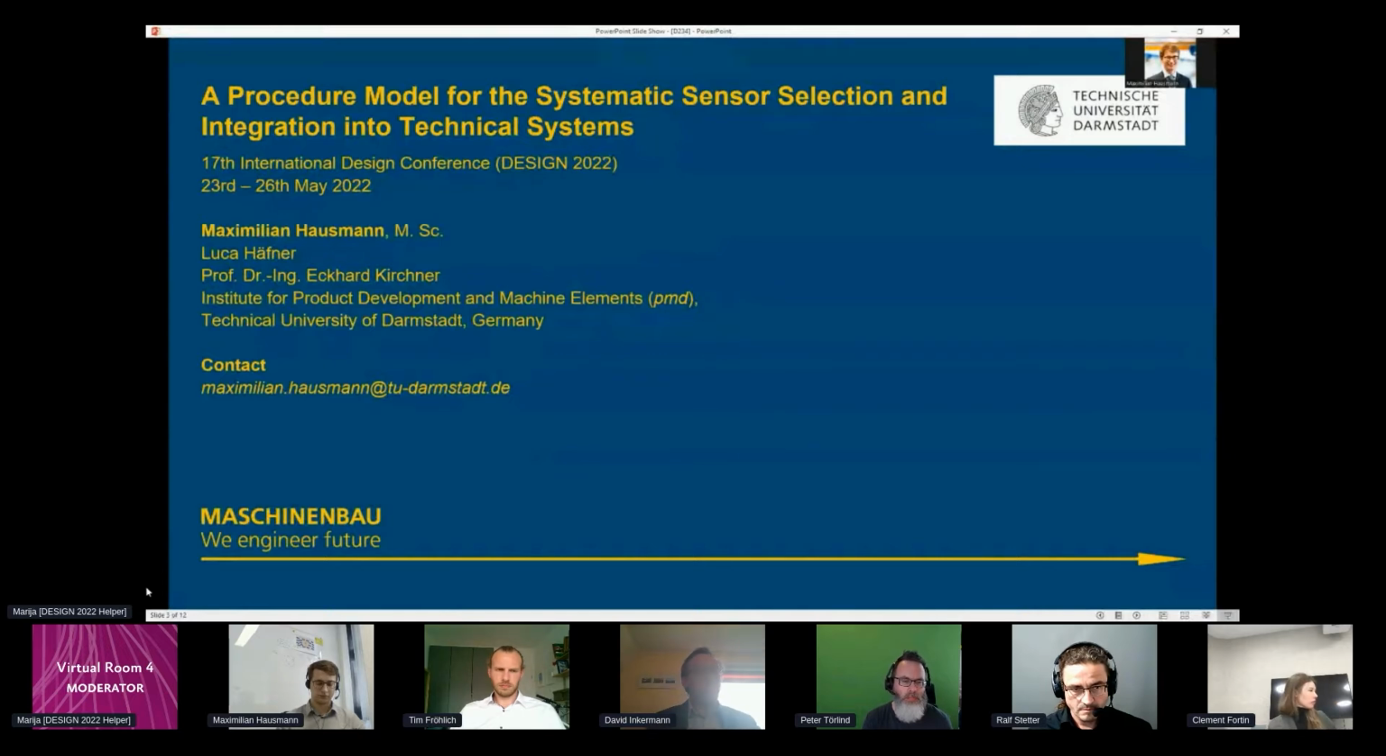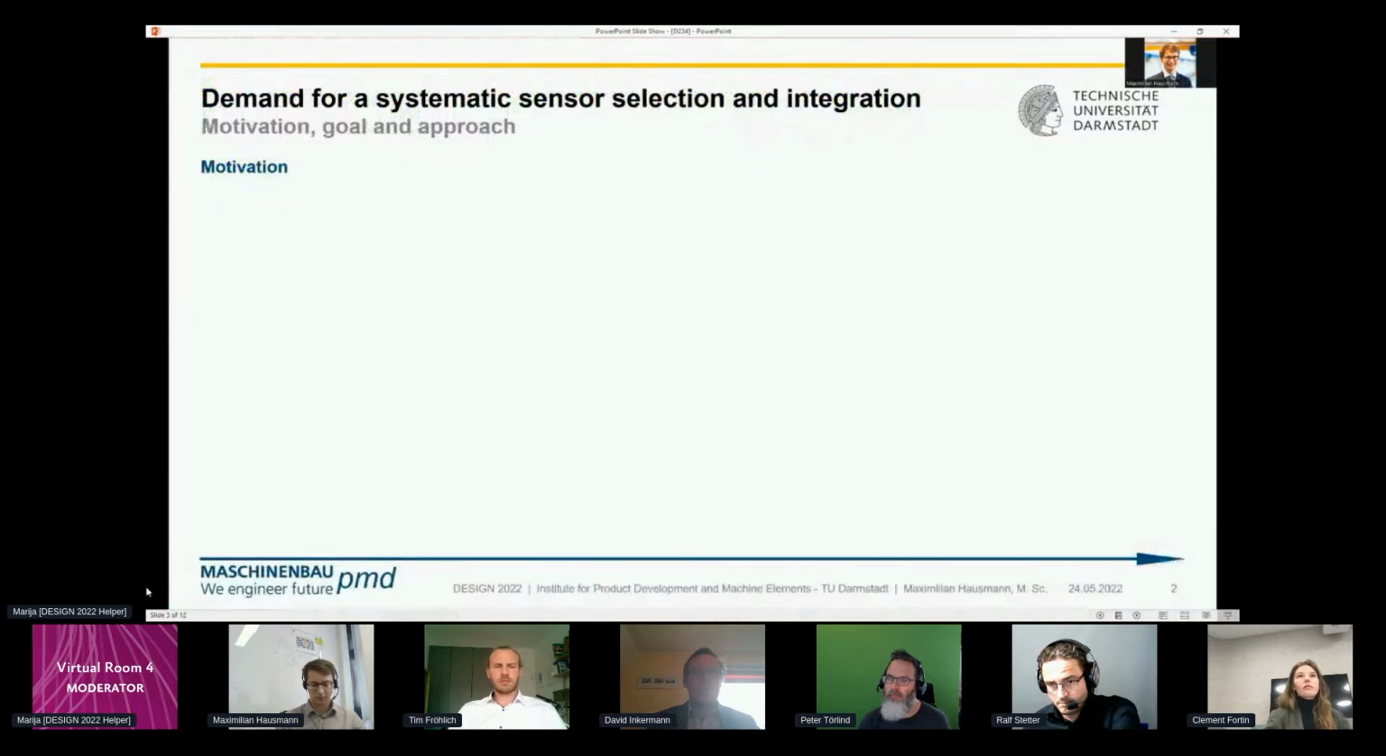Welcome to our contribution named a procedure model for the systematic sensor selection and integration into technical systems. My name is Maximilian Hausmann, and I'm a research associate at the Institute for Product Development and Measurement Elements at the Technical University of Darmstadt in Germany. I would like to start with a brief motivation and an introduction to our work before going on to discuss the research results.